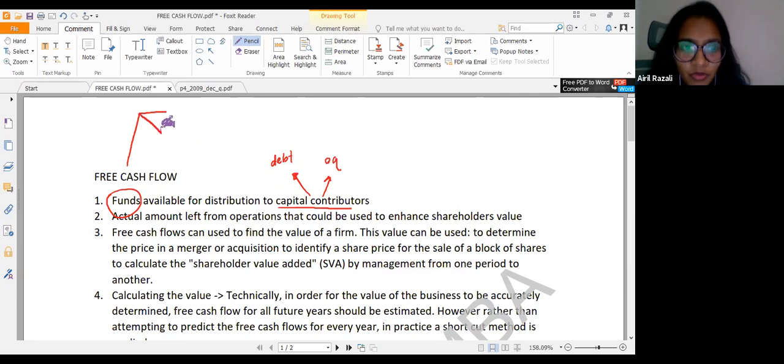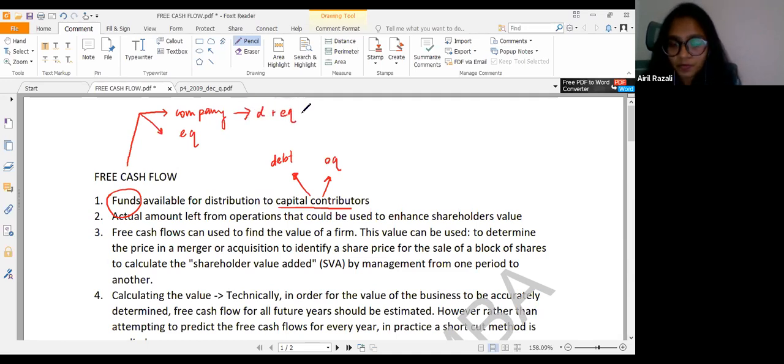The reason why I use debt holder and equity holder is because free cash flow itself can be divided into free cash flow to the company and free cash flow to equity. When the examiner asks you to calculate free cash flow to the company, he is asking you to calculate the funds that are available for both debt plus equity holders. When he asks you to calculate free cash flow to equity, he's asking you to calculate the funds that are available for the shareholders or the equity holders of the company. So you need to know this very, very specifically.